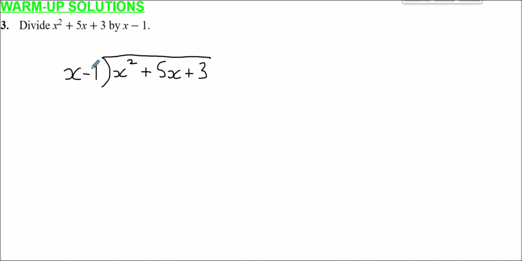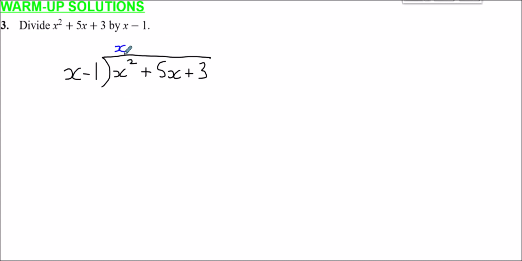So first of all, we take the highest power of x in the divisor and divide that into the highest power of x in the dividend. So we do x squared divided by x, which gives us x. So this minus 1 at this step, we just ignore. We're just dividing powers of x by powers of x in the divisor.